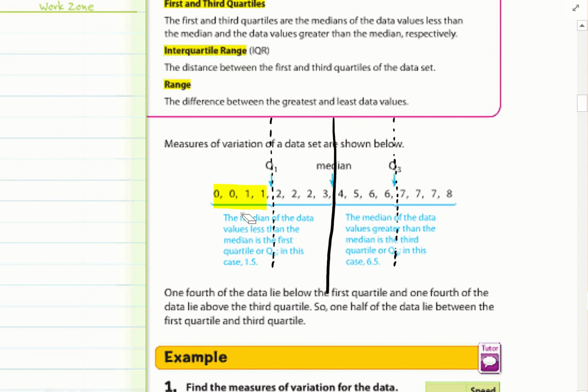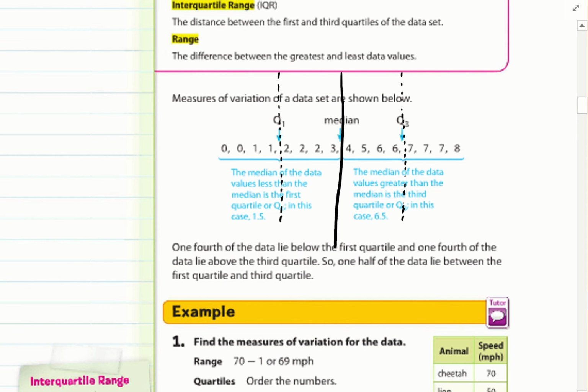What I like to say is you have to find the medians of your medians. So in my first half, I find my median first. In my first half, I have to find my median again. In my second half, I have to find my median a third time. And that's going to give me my Q1s and my Q3s. So I'm dividing all these up into quarters.